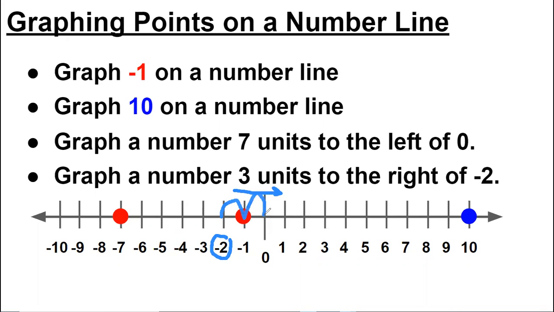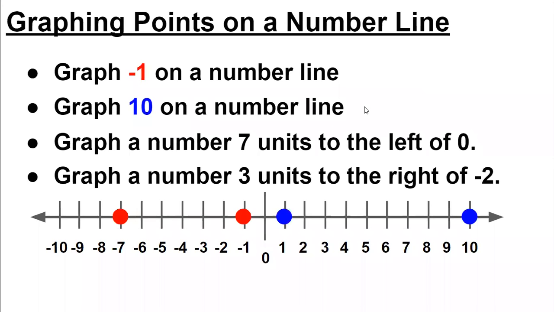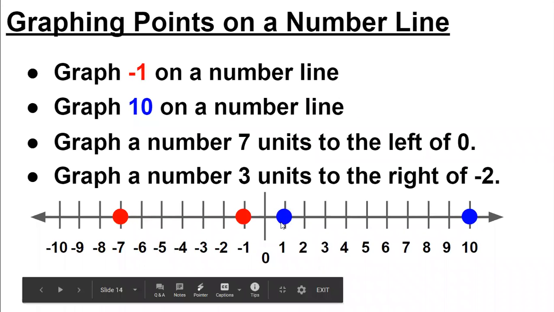2, 3. What did we land on? We landed on 1. So a number that is 3 units to the right of -2 is 1. See if we can put our dot in there. There it is, our blue dot, 1. Okay, let's go on from there.